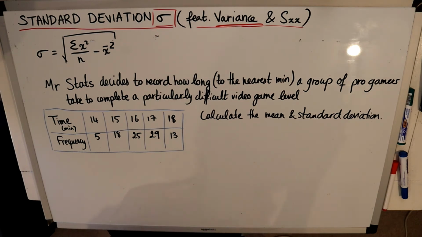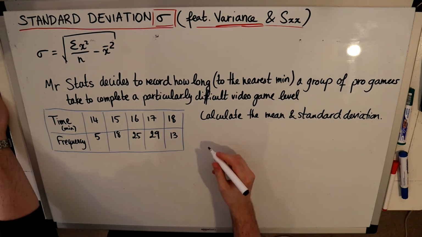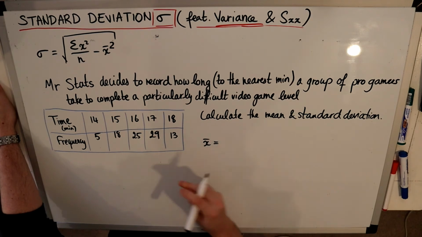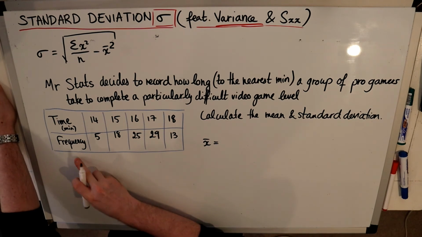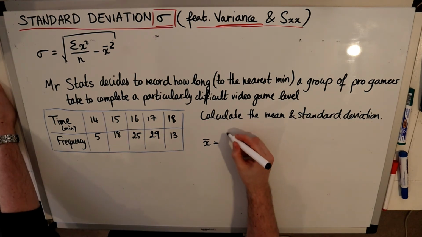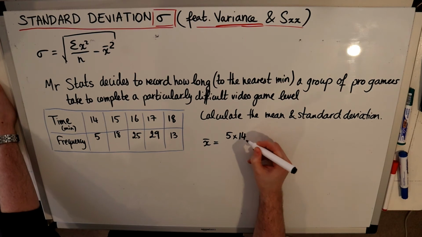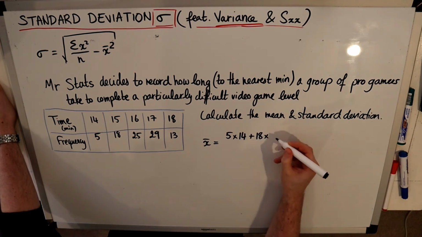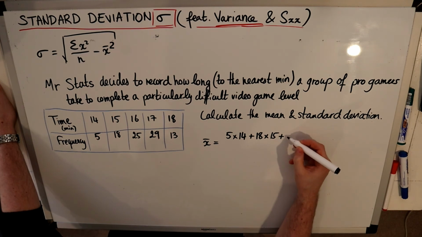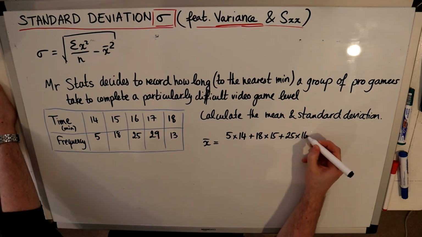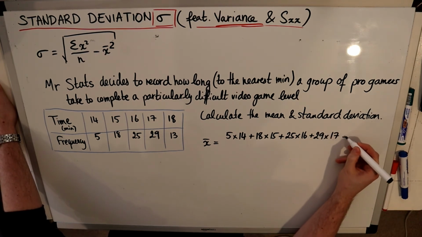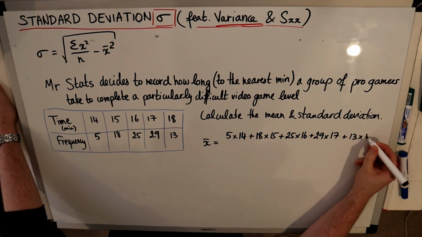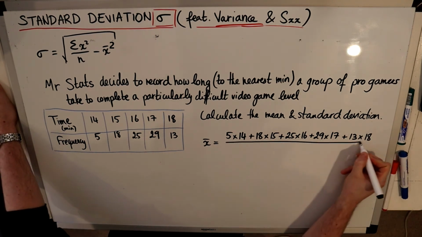So essentially, the first thing you always want to do in this kind of question is calculate the mean. Now, this is nothing new. We can just literally take the time and multiply it by the number of people who got that time. We have to remember that's what frequency actually means. So we're actually doing 5 people did it in 14 minutes, plus 18 people did it in 15 minutes, plus 25 people did it in 16 minutes, plus 29 people did it in 17 minutes, plus 13 people did it in 18 minutes, and then we want to divide by the total number of people.